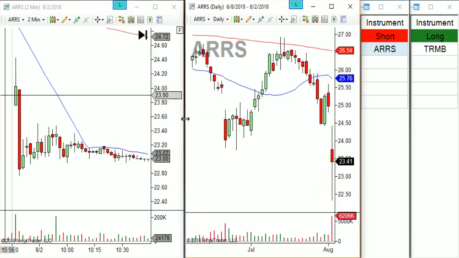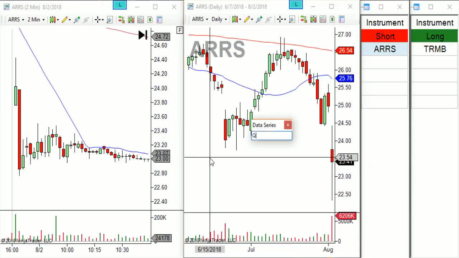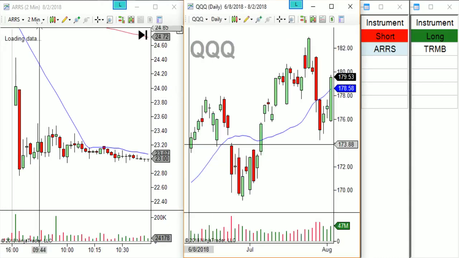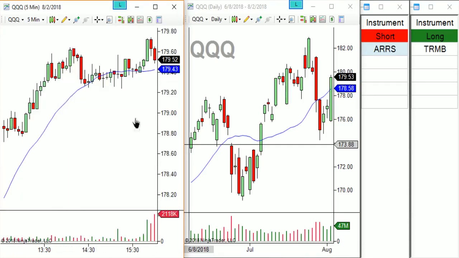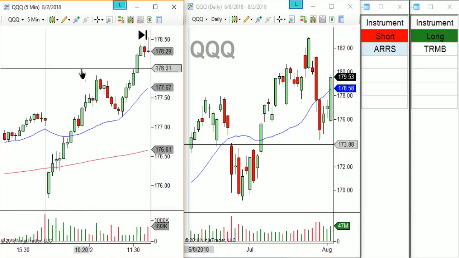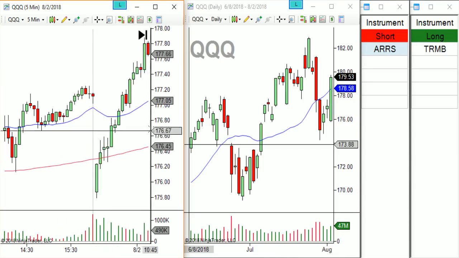Okay, so I was on the mic. We had a lot of setups that I thought were okay, nothing that really jumped out at me until the Qs did, which were trending today. The Qs 5-minute chart did this, right? Which was at 10:45 here.